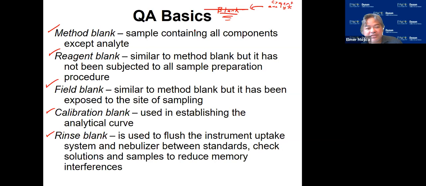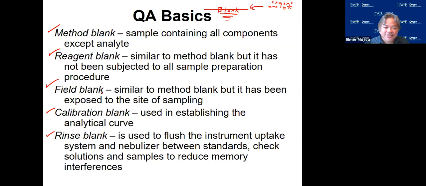So now you're going to look at the different blanks. Method blank: a sample containing all components except the analyte. Reagent blank: similar to the method blank, but it has not been subjected to all the sample prep procedures. So what does it mean? In the method blank, if you add acid to your sample, because that's how you analyze your sample, you do it to the method blank. But the reagent blank just remained there, untreated. So we could say reagent blanks are untreated blanks.